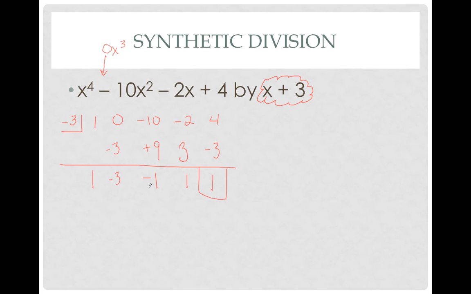So my answer here is constant, linear, quadratic, and cubic. So in this case, I have x to the third minus 3x squared minus x plus 1 plus the remainder over x plus 3, the original divisor. That would be my answer.